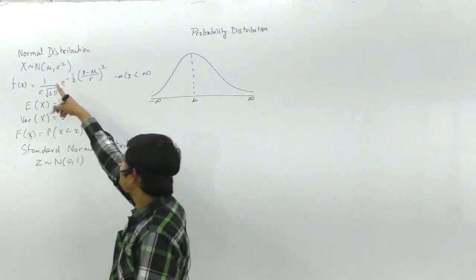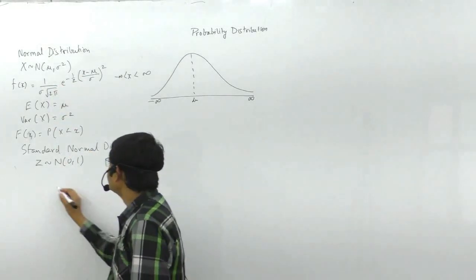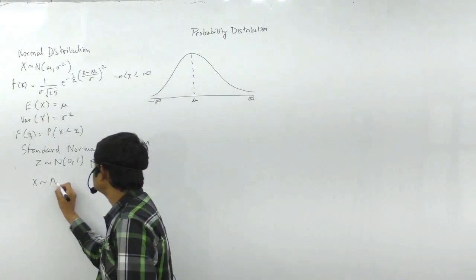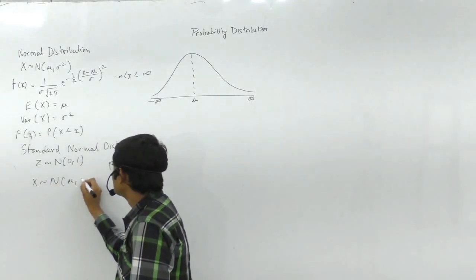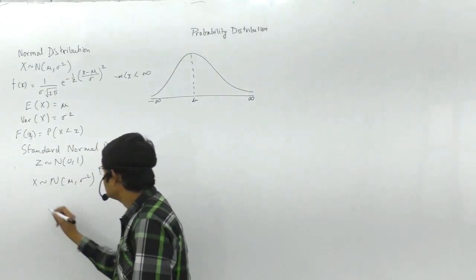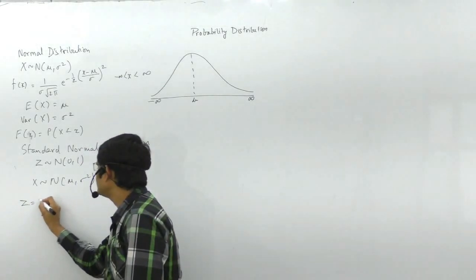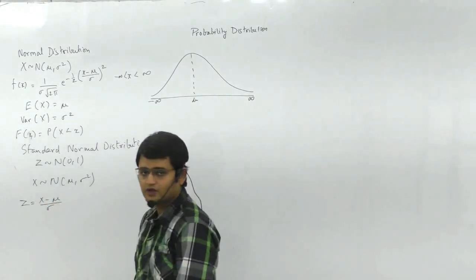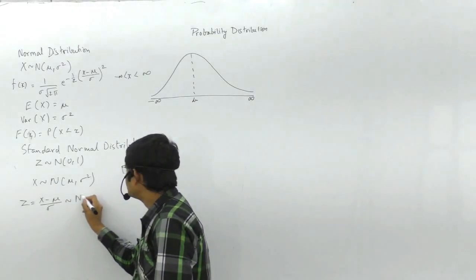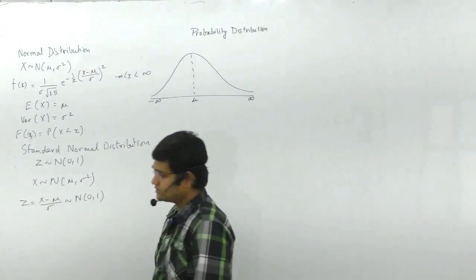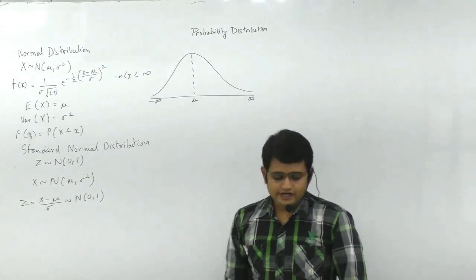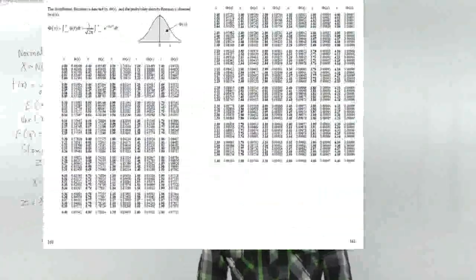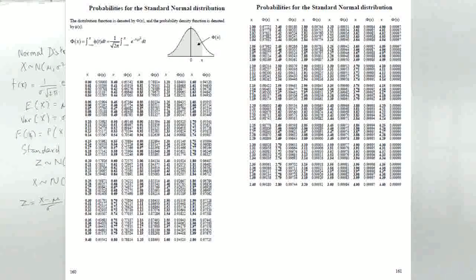Now, how do we convert any normal distribution into a standard normal distribution? If we have X following normal with mu, sigma square, then we say our z will be equal to x minus mu upon sigma. This will follow the standard normal distribution. The probabilities for the standard normal distribution are given in our table book. On page number 160 and page number 161, you will find probabilities of the standard normal distribution.